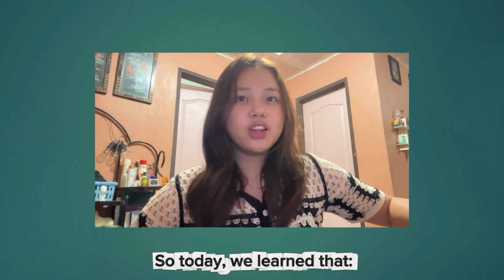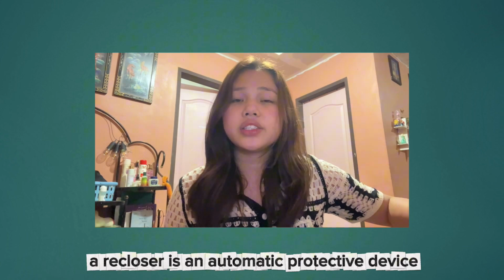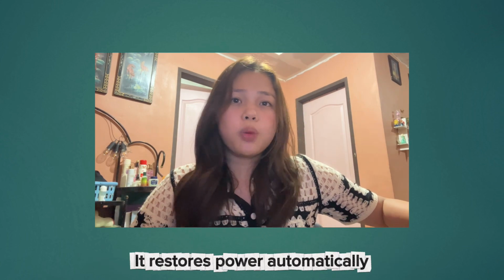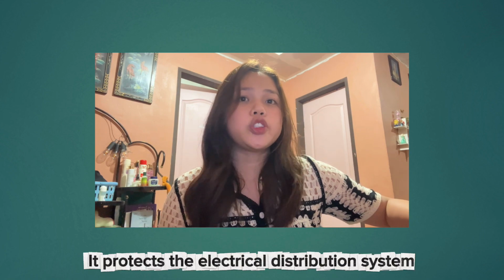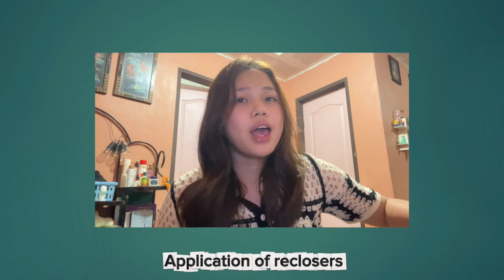So today, we learned that the RECLOSER is an automatic protective device and it detects electrical fault, it restores power automatically, and it protects the electrical distribution system. And we also learned the types of RECLOSER and its application of RECLOSER and the importance in modern power system.